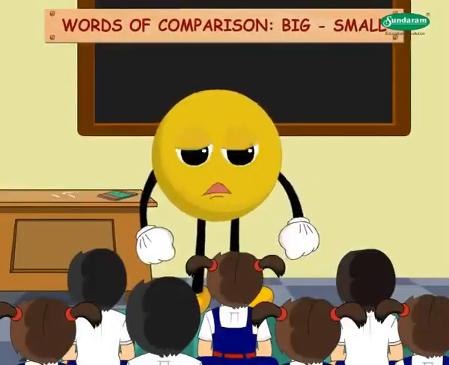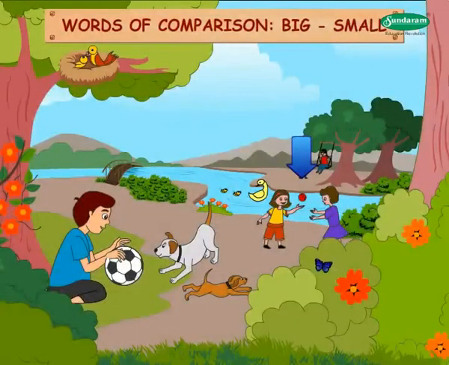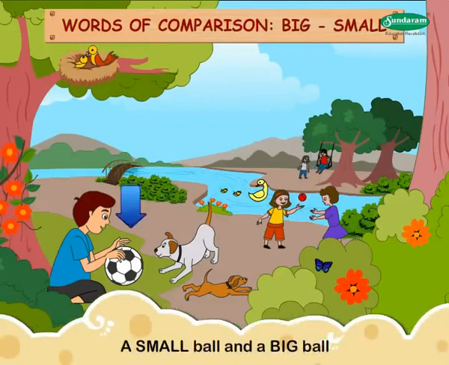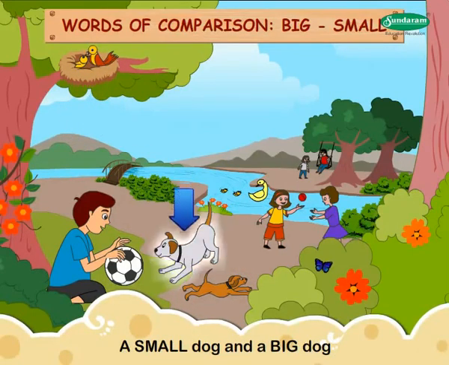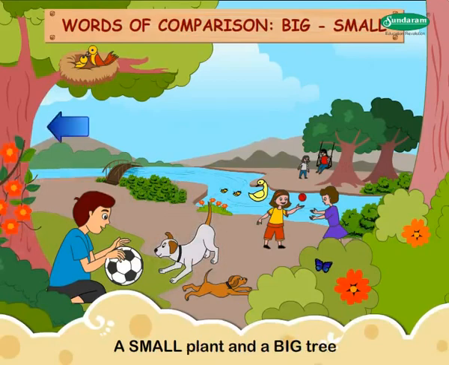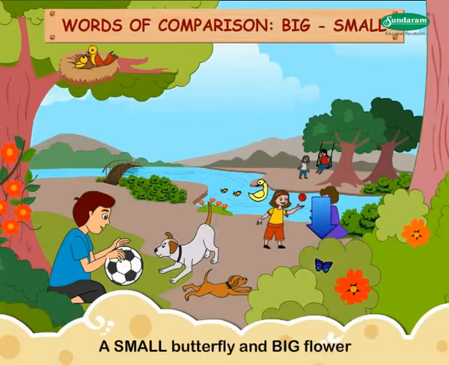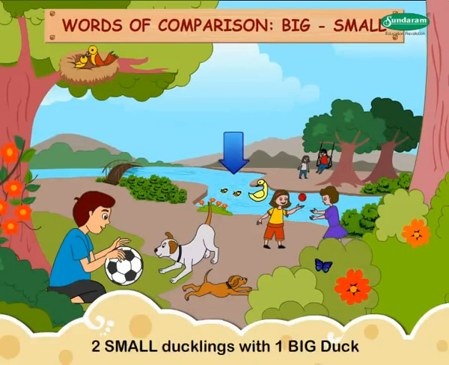Now look at this picture and let us find big and small. A small ball and a big ball. A small bird and a big bird. A small dog and a big dog. A small plant and a big tree. A small butterfly and a big flower. 2 small ducklings with 1 big duck.